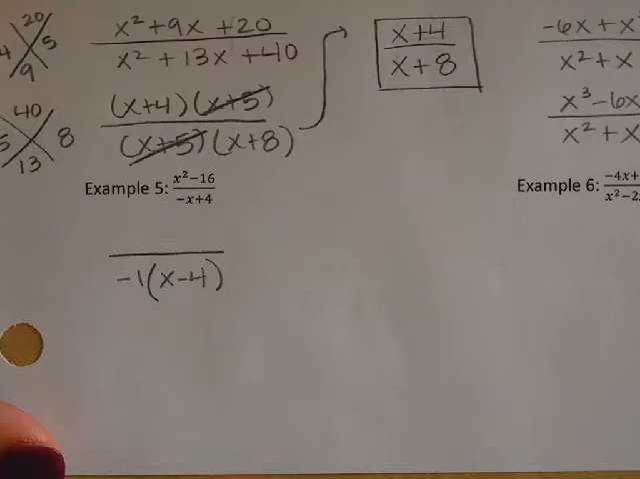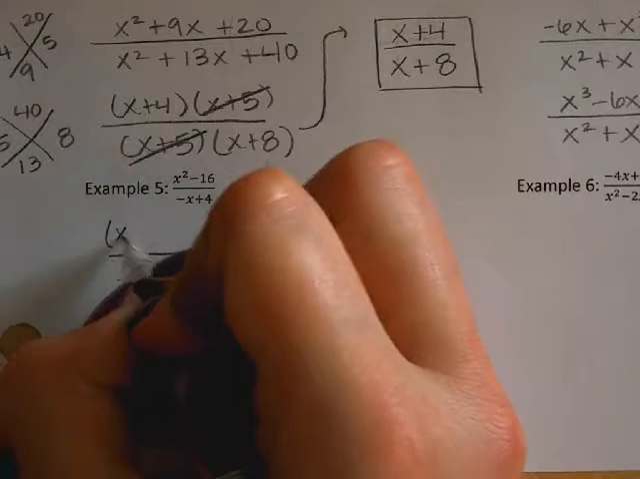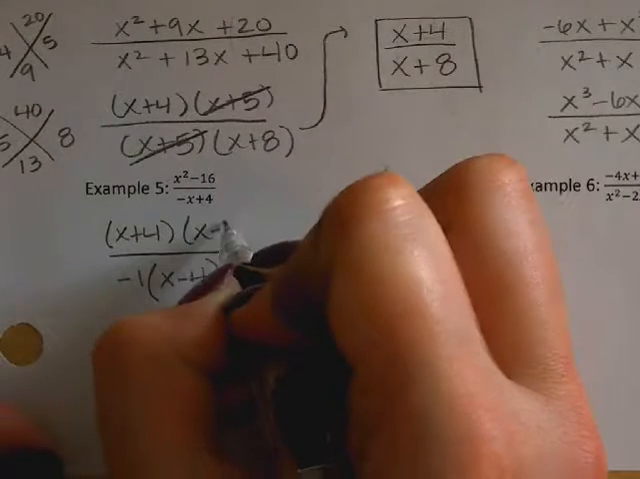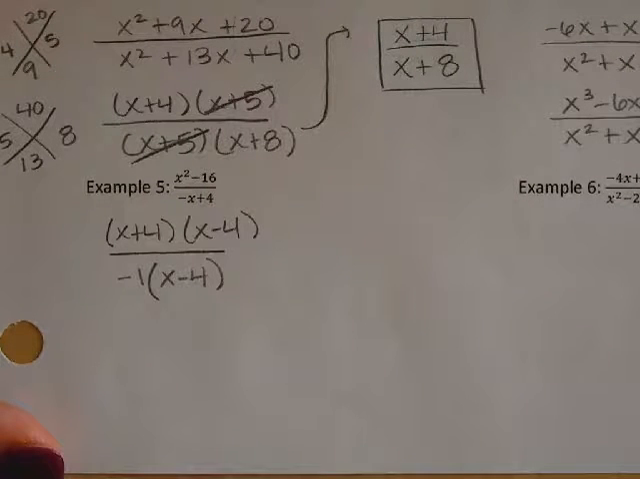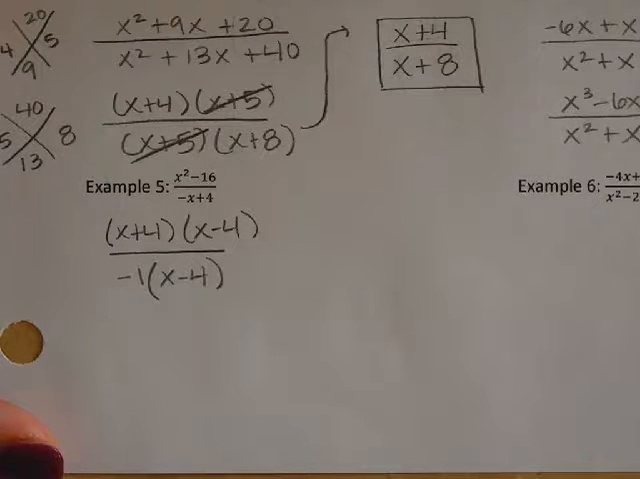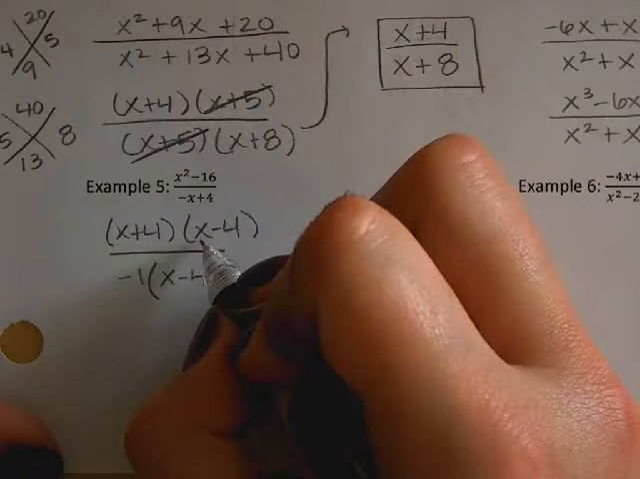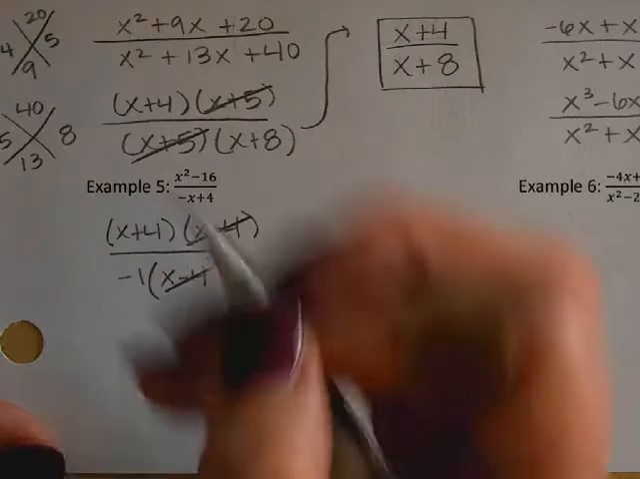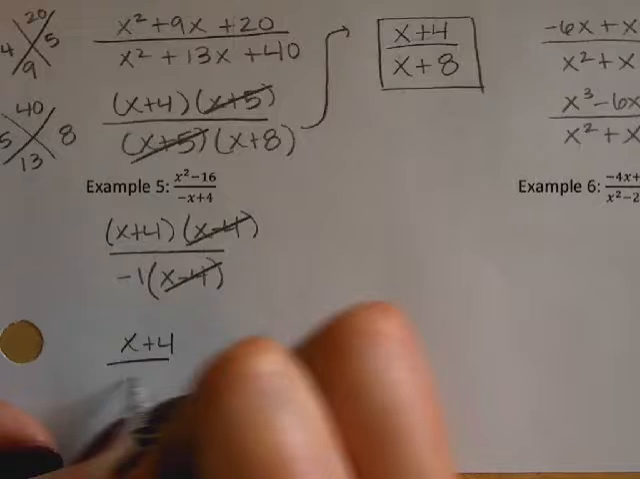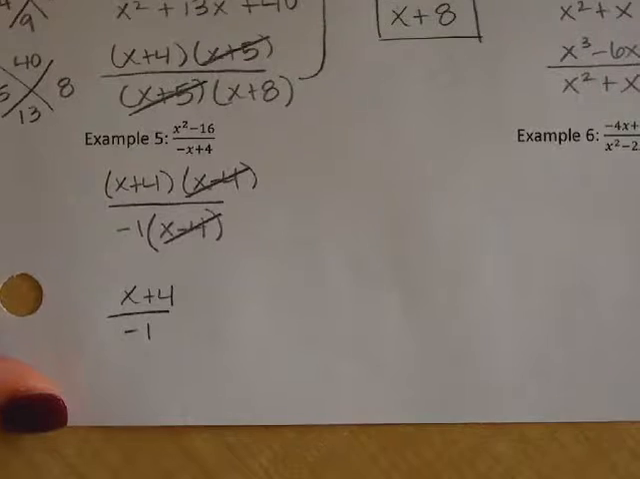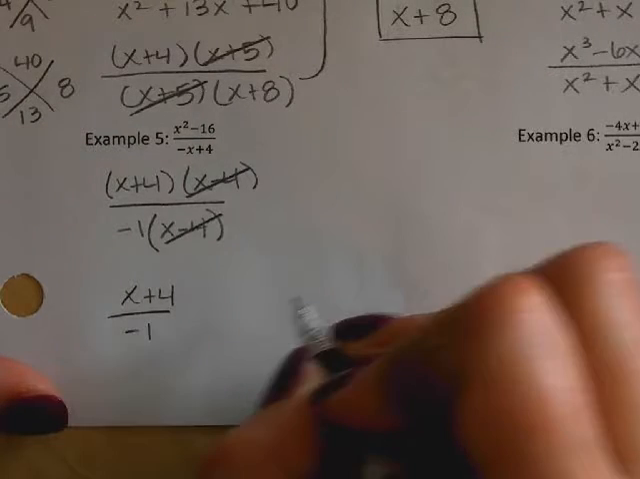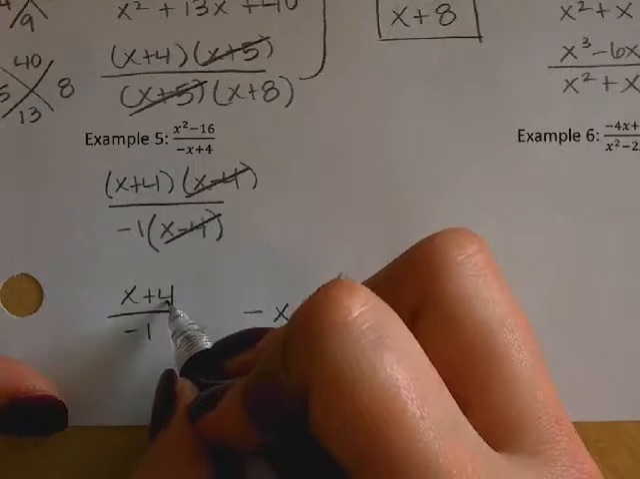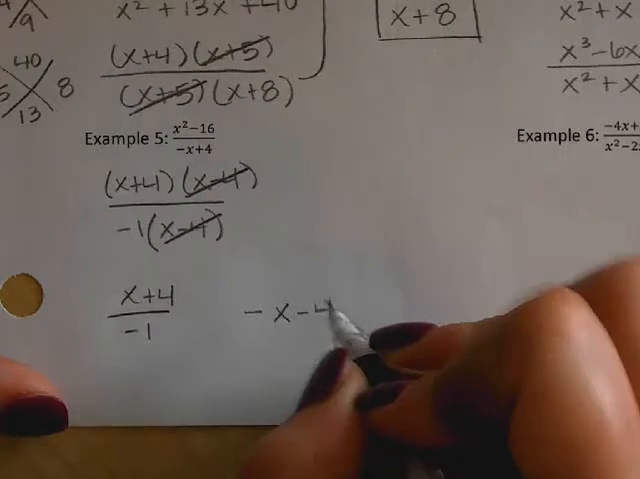And what would that be? x plus 4, x minus 4. So we can say that x minus 4s cancel out. Those are exactly the same. So x plus 4 over negative 1, do we have to leave that like a fraction, or could we fix it? Switch those signs. Yeah, so x divided by negative 1 is negative x, positive 4 divided by negative 1 is negative 4.